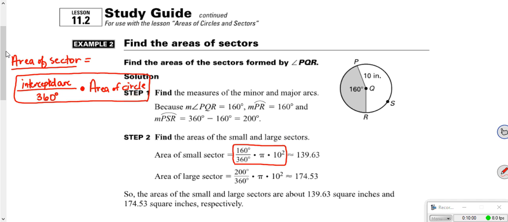So essentially, we're just finding the ratio of the shaded part. And then the area of the large sector is going to be what's left. That's the 200. 200 equals 360 minus 160. That's where the 200 comes from. Oh, they have it up here, sorry. Over 360 times pi r squared, or pi times 10 squared.